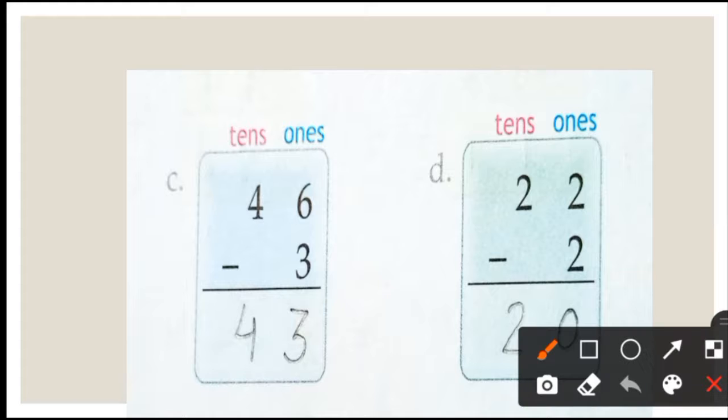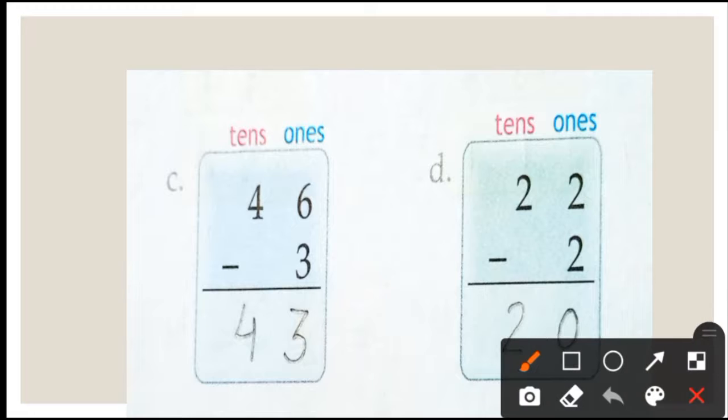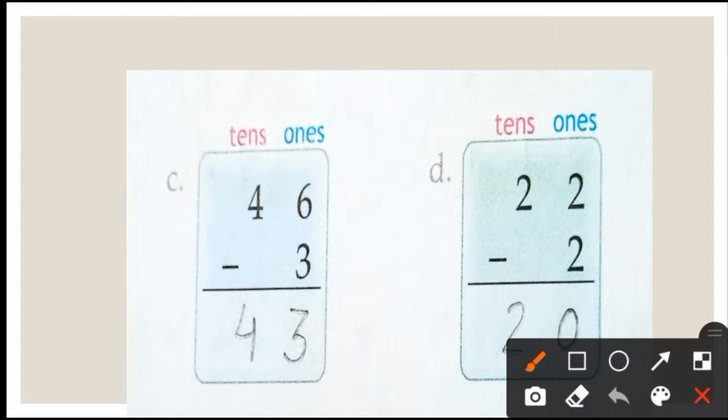Our next question is question number C. Now first of all I am going to read our tens and ones together, and the digits are 46 and 3. Now I am going to read our ones and tens part. So the ones digits are 6 minus 3. Once again in the tens part we have a single digit, and the digit is 4. Let's start our subtraction.